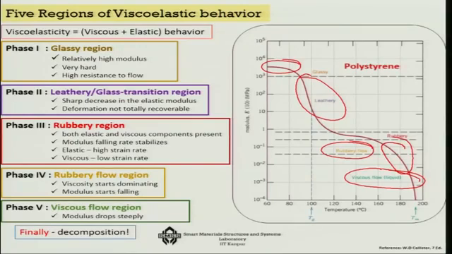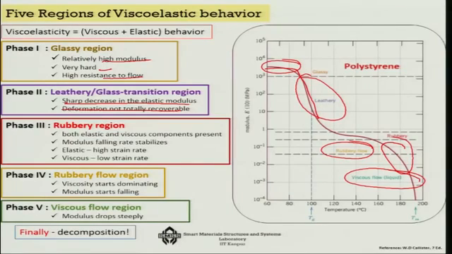So phase 1, which is the glassy region, the telltale signs are that it has relatively high modulus, it is very hard, with high resistance to flow, as I told you, because chains are not mobilized enough. In the second phase, your transition is happening, so there is a sharp decrease in the elastic modulus. As you can see, it is falling down, and deformation is not totally recoverable.